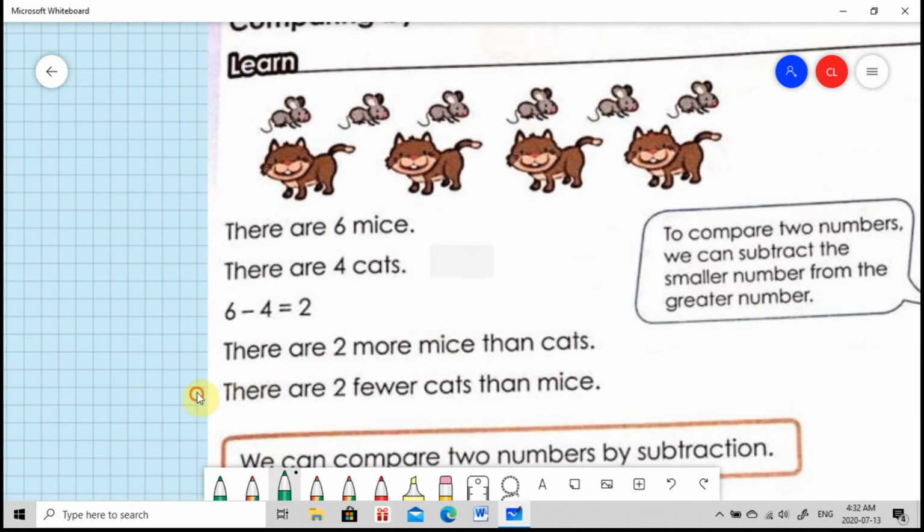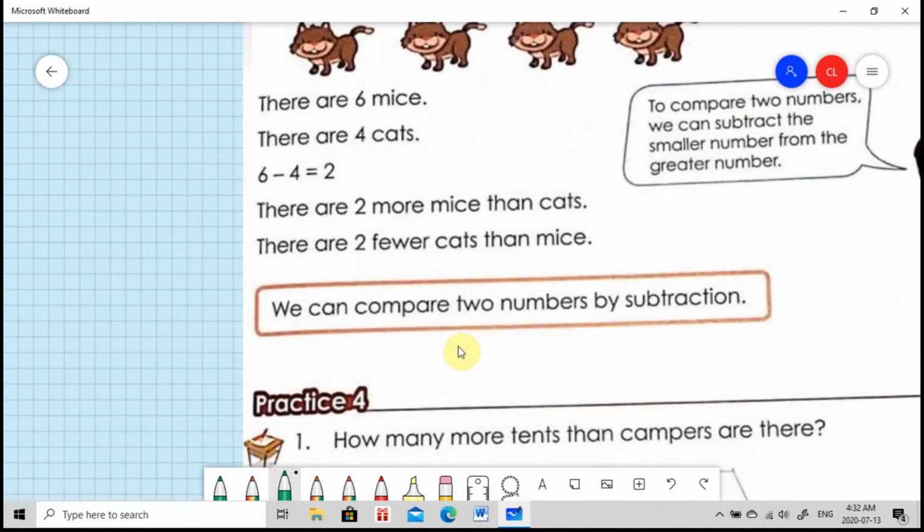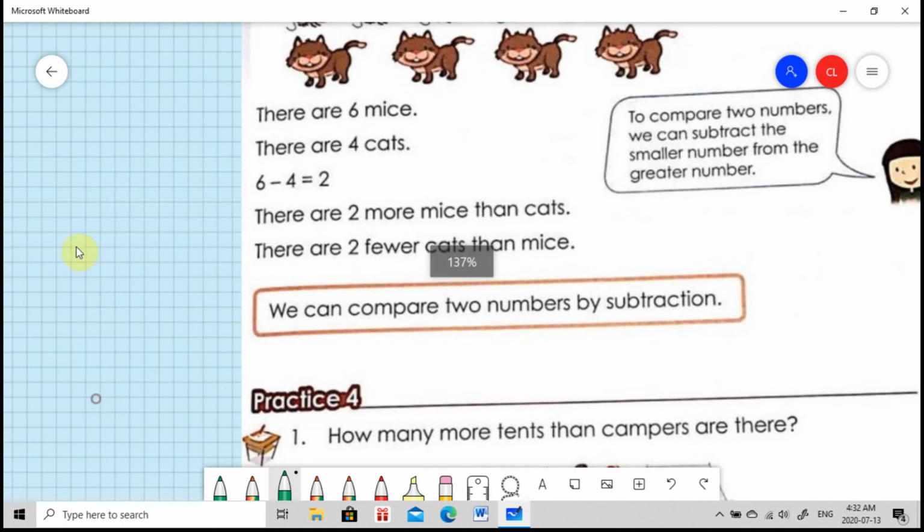Now we can compare two numbers by subtraction, right? One number is more than the other by 2. So we can say that the mice are more than the cats by 2, right? 2 more mice than cats. So this is how we compare the two numbers.